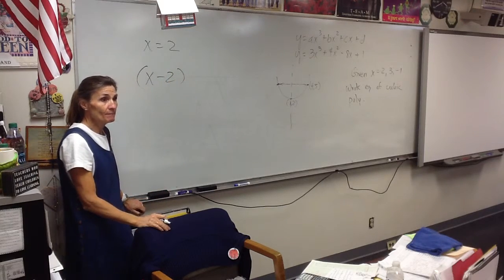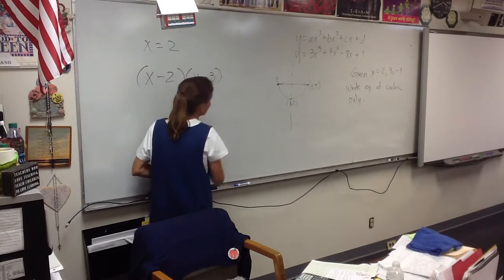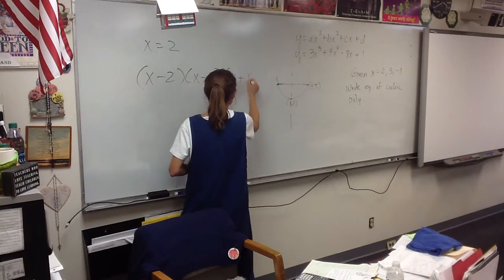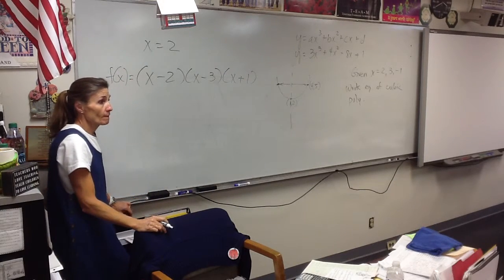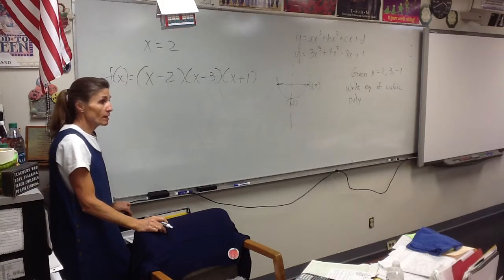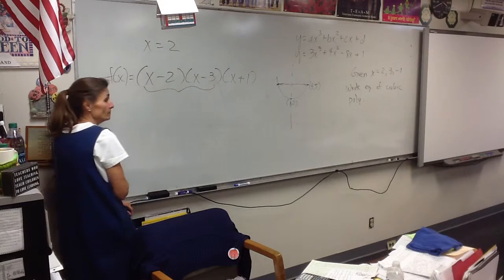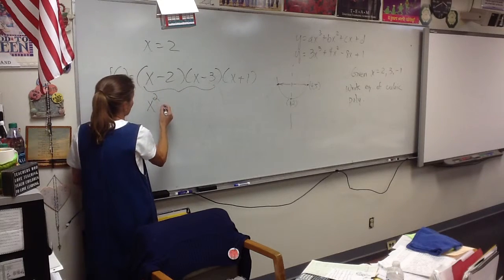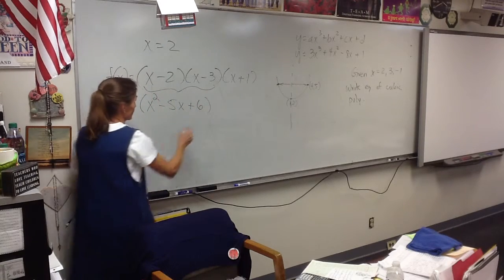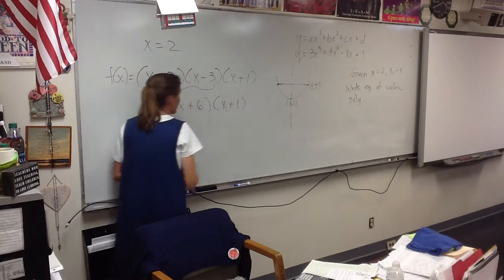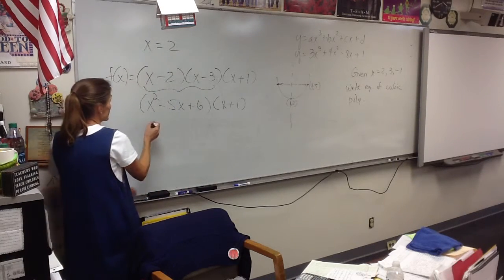Would you agree with that? And x minus 3 and x plus 1. So there's your polynomial. And yes, you get to multiply it out. So we'll FOIL. And then we'll FOIL again, a bigger FOIL now. So remember how to do this?